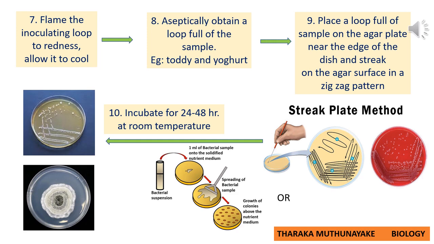How could you inoculate that? For that, go to the next step, that is step 9. Here it says, place a loop full of sample on the agar plate near the edge of the dish and streak on the agar surface in a zigzag pattern. Here, look at the diagram. This method of inoculating microorganisms onto an agar plate is known as the streak plate method. As stated here, we place the loop full of microorganisms at a side of the petri dish and we can streak on the agar surface as shown in this diagram.